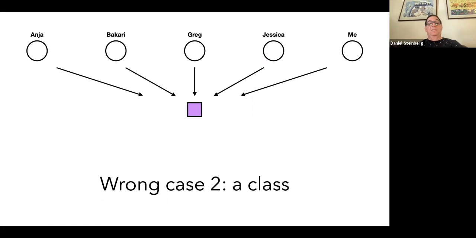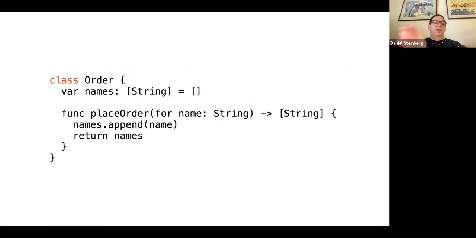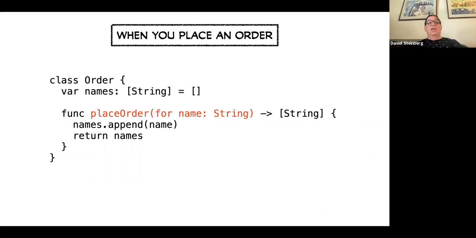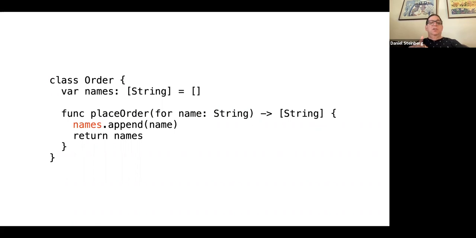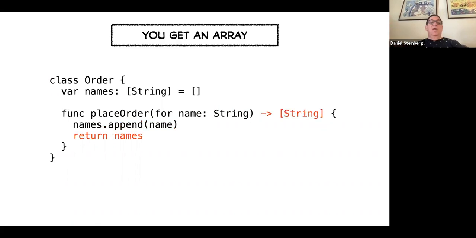It's the class. So the only thing that changes is it's a class, not a struct, and the method no longer has to be mutating because it's a class, not a struct. So we're all talking to the same instance of order. Now, when you place your order, notice that we take names and we add your name to the end of the array. And so when you get the array back, you get an array of strings, and your name should be the last name in the list.